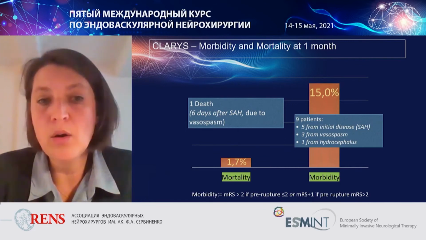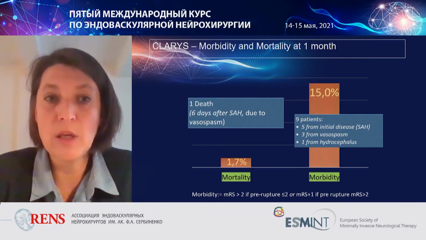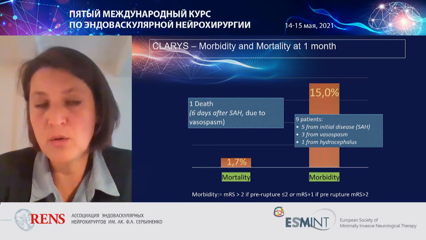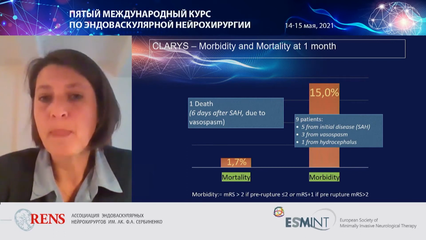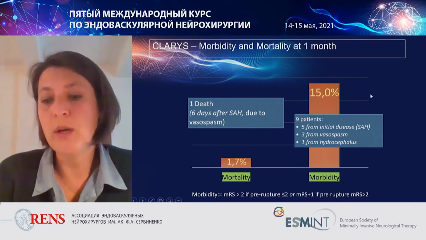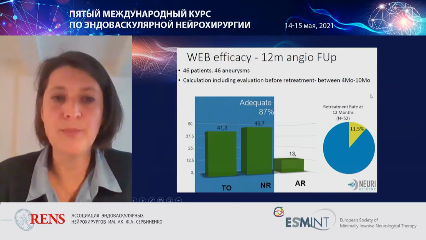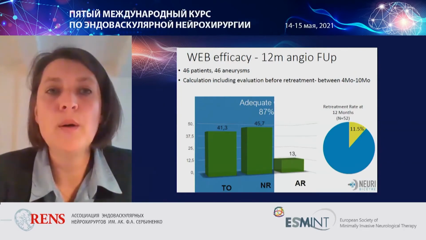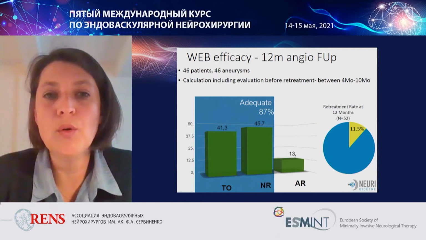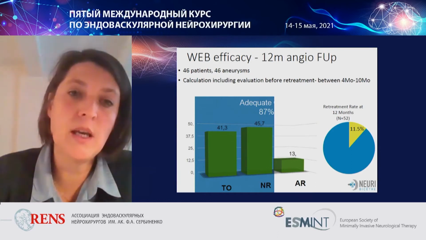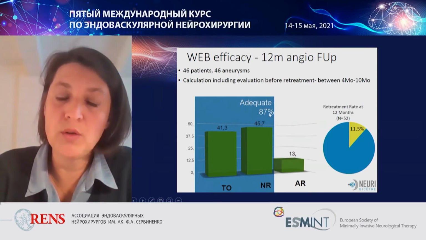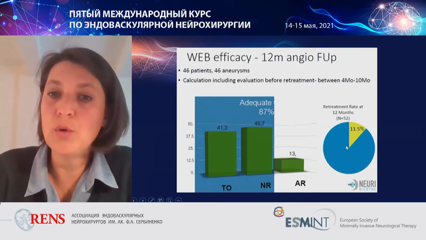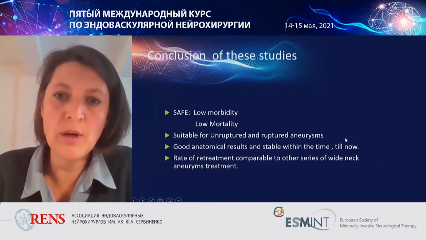Regarding mortality, low mortality, 1.7% at 1 month, but not device or procedure related, and 15% of morbidity, once again not related to the device or the procedure. At 1 year, CLARYS showed interesting results, also quite equal to the GCP, with 87% of adequate occlusion and a retreatment rate of around 11%.